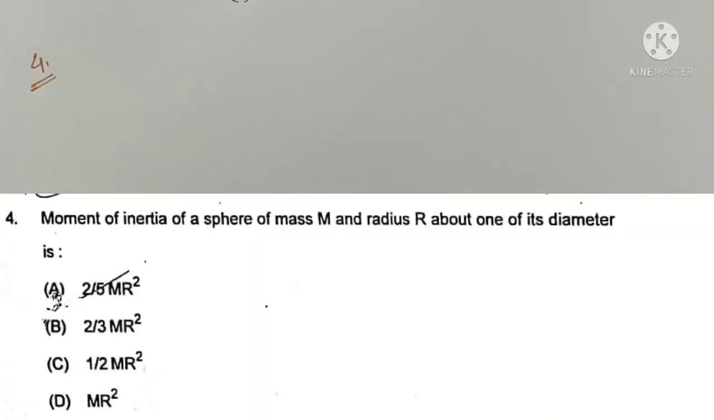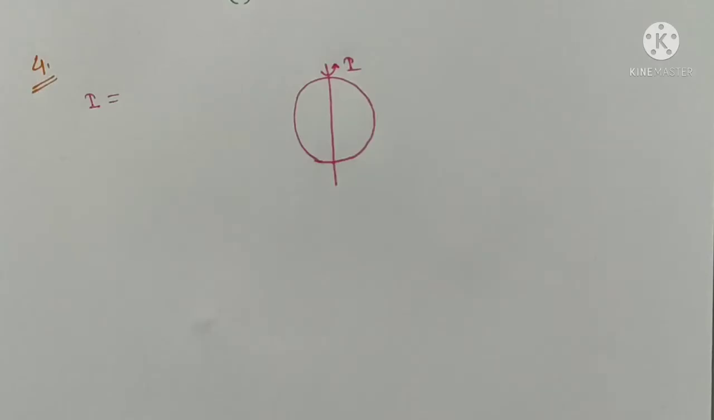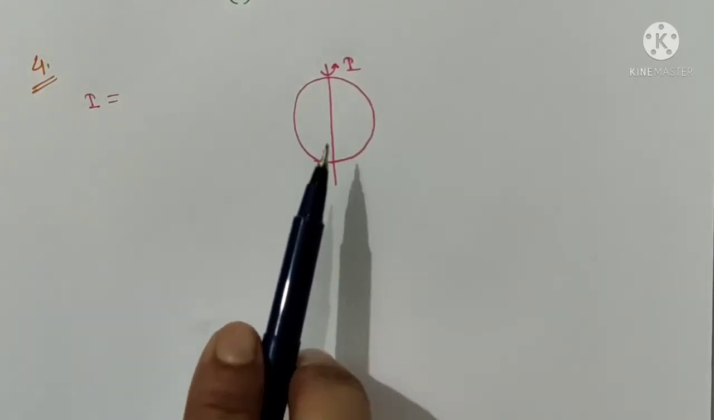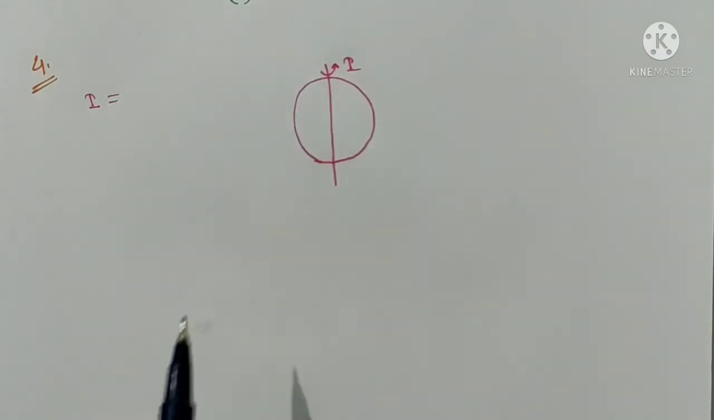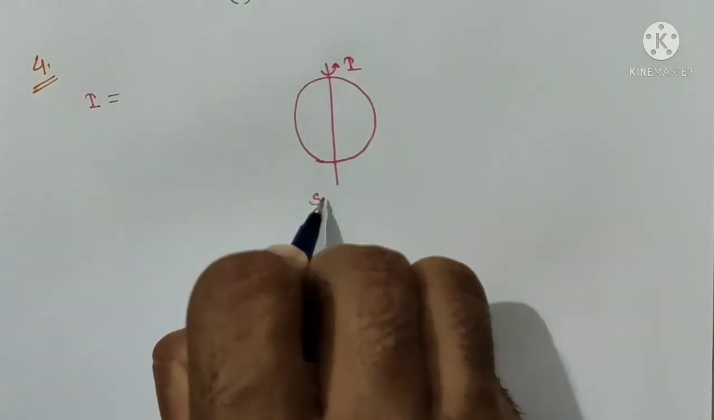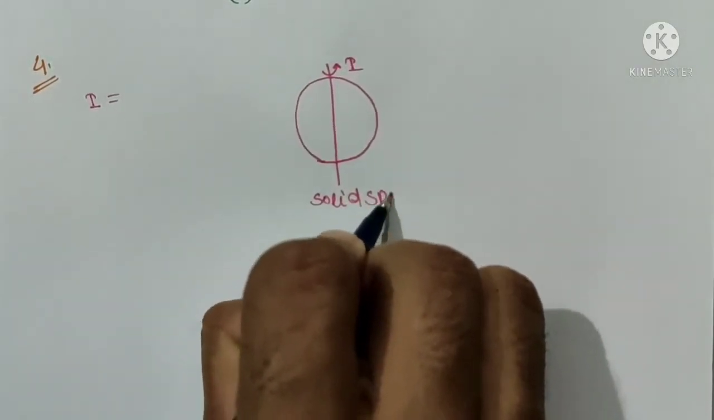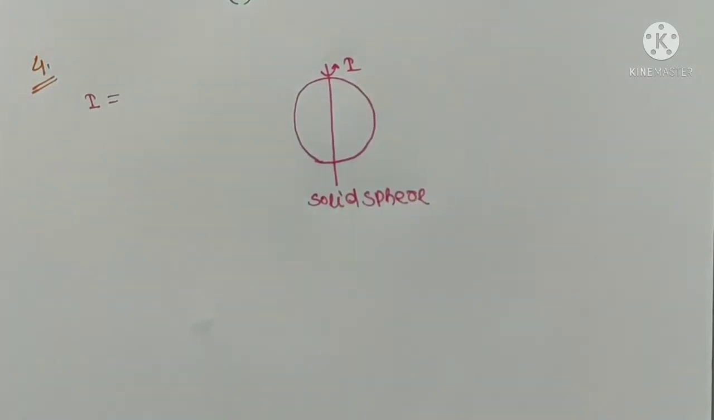Question number 4, moment of inertia of a sphere of mass capital M and radius capital R about one of its diameter is. So we have to express moment of inertia of sphere about one of its diameter. देखो जैसे कि स्टूडेंट्स को एक डाउट रहता है कि सर जैसे कि स्फीयर गिवन है तो सॉलिड स्फीयर कंसिडर करेंगे कि हॉलो स्फीयर। देखो अगर एग्जाम में क्वेश्चन में सिर्फ स्फीयर लिखा हुआ है तो तुम सॉलिड स्फीयर ही कंसिडर करना। अगर वो स्पेसिफिकली मेंशन है कि हॉलो स्फीयर तो भी जाके हॉलो स्फीयर कंसिडर करना, नहीं तो जनरली सॉलिड स्फीयर ही कंसिडर करना.